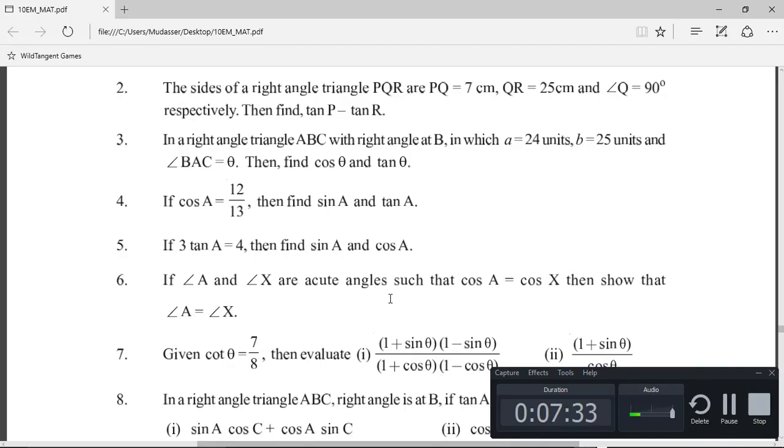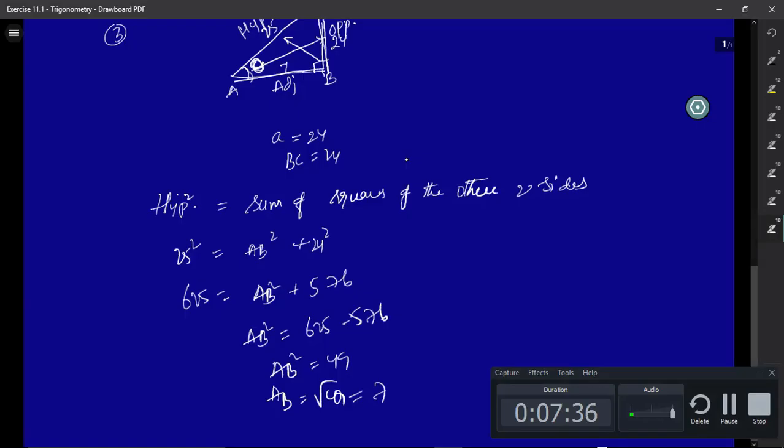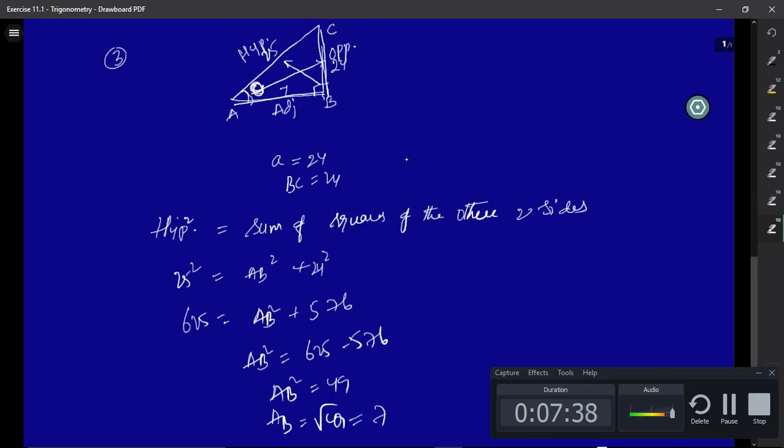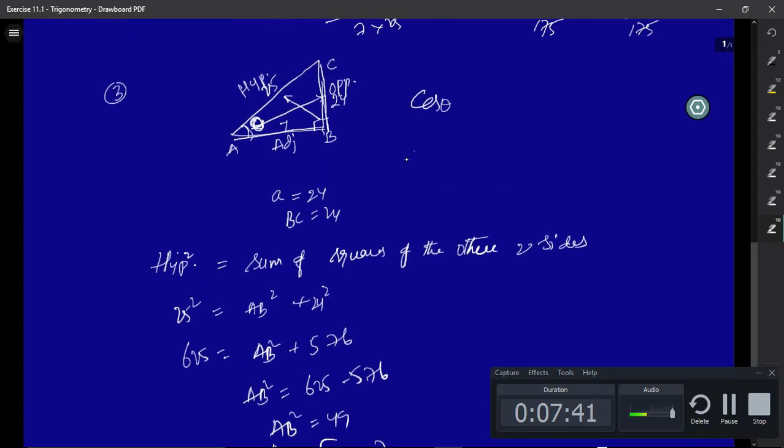What do we have to find out here? We have to find out cos theta and tan theta. We all know that cos is adjacent side by hypotenuse, and tan is opposite side by adjacent side. So what is the adjacent side here? 7. Hypotenuse is 25. Opposite is 24. Adjacent is 7. So cos theta is 7 by 25 and tan theta is 24 by 7.